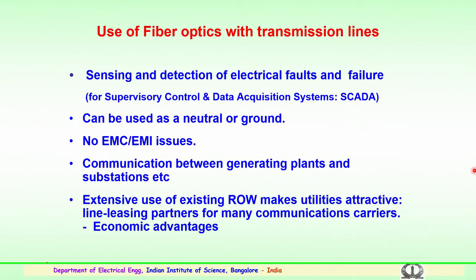And we have discussed the right of way, which is very important in the tower configuration, as with the high voltage levels of UHV and EHV we use a lot of space. This extensive right of way could also be used by the utilities, particularly for communication, where line leasing could be carried out. So, this is again an economic advantage of going in for fiber optic communication systems.